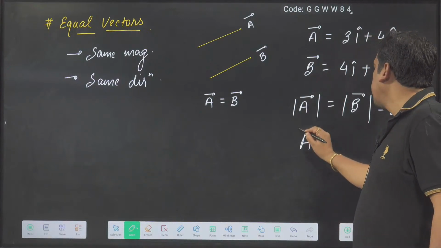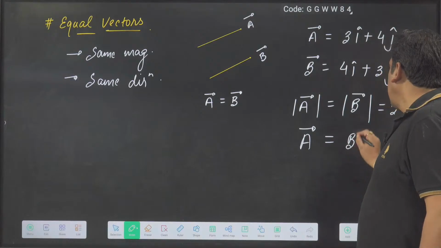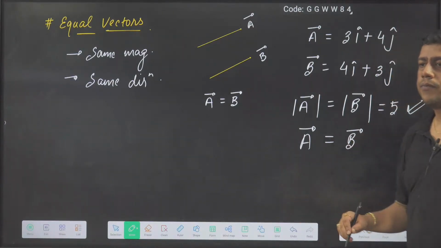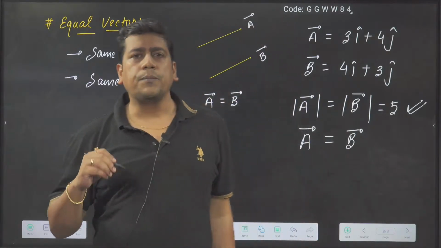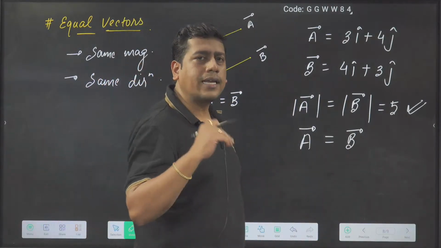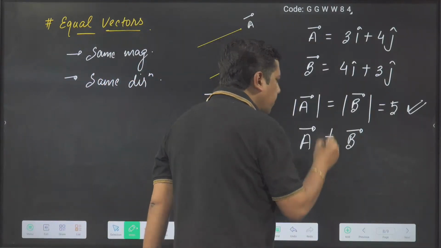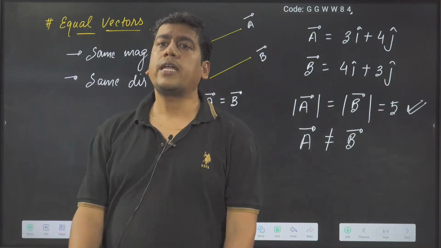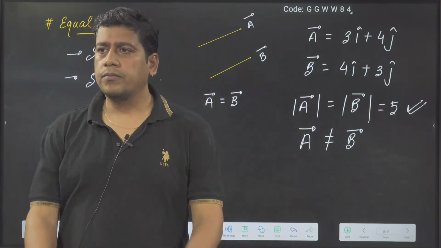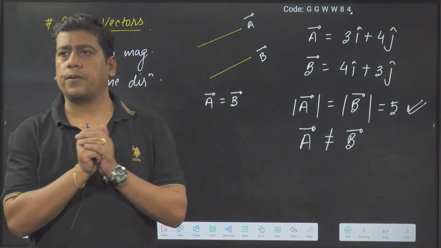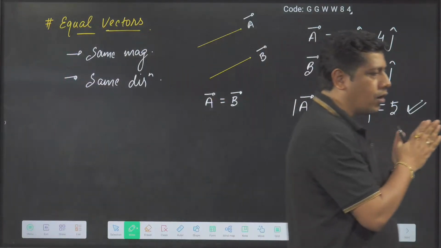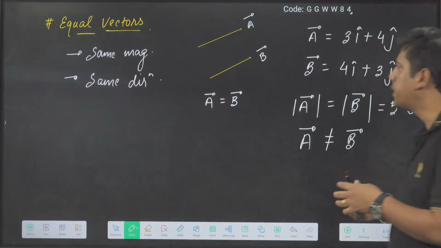But can I claim A vector equal to B vector? Can we claim A vector equal to B vector? No. Just because the magnitude is same, you can't claim the vectors are also equal. No. Because the directions are different. I hope it is clear. Simple topic, equal vectors.